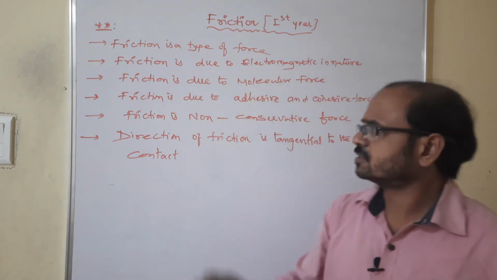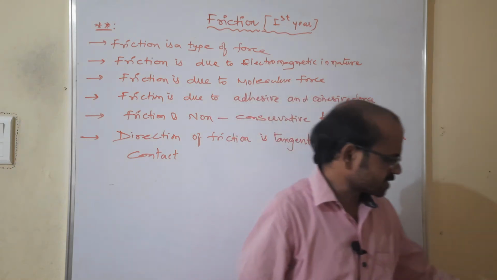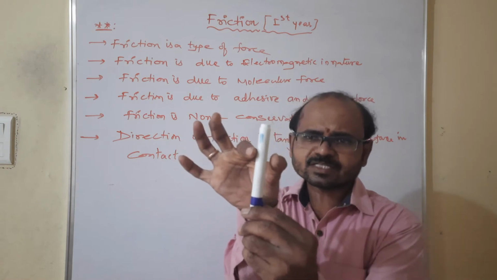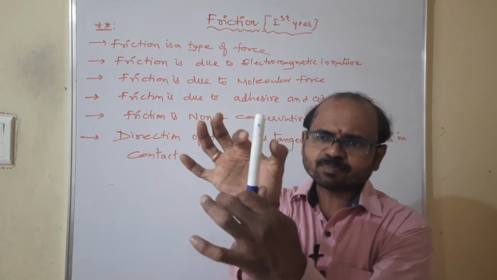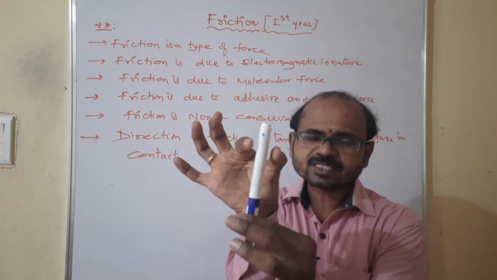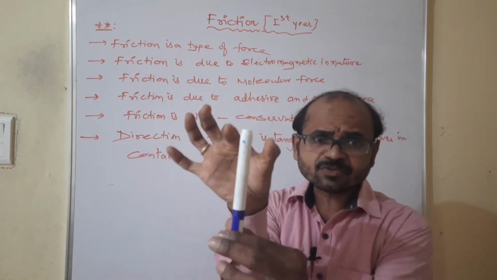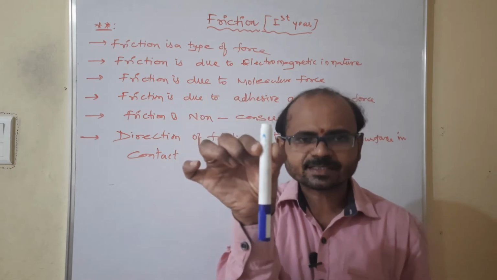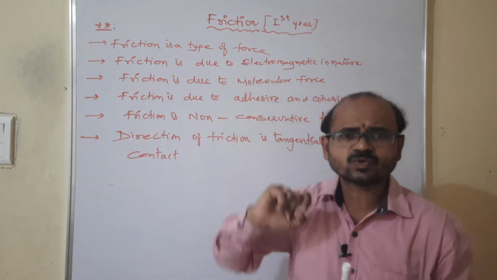And the third point is that friction is due to molecular force. Suppose there is a pen. If two surfaces are in contact, say this body's molecules and this pen's molecules are in contact, then electric and magnetic forces develop. That's why we say electromagnetic in origin, and the frictional force is also a molecular force, because the molecules are in contact. And the frictional force is due to adhesive and cohesive force.